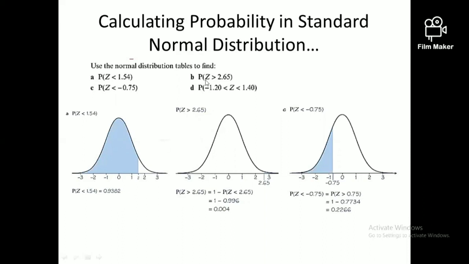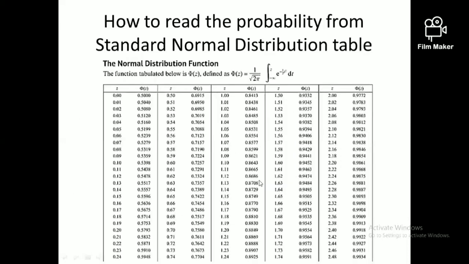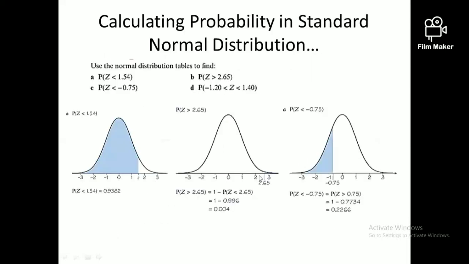The next case is the probability of Z is greater than 2.65. In the table, it's not here, it's somewhere below this. If you read out 2.65, you will obtain the probability of Z is less than 2.65. If you read out 2.65 on your normal distribution table, that gives you the probability of Z is less than 2.65. But the probability you need is Z is greater than 2.65.